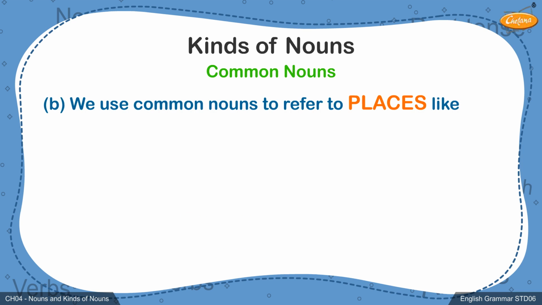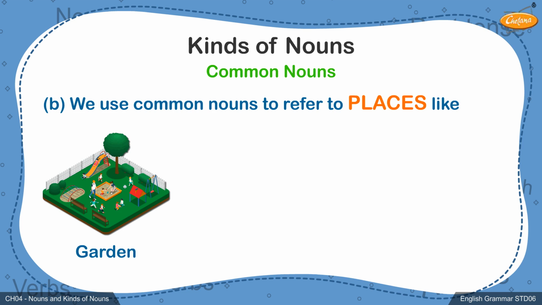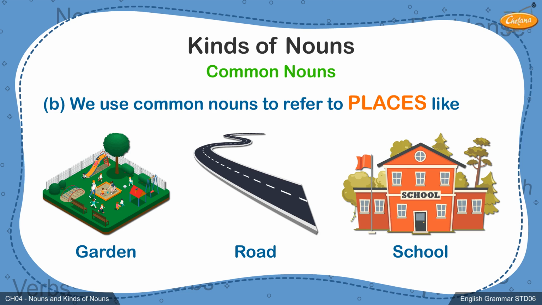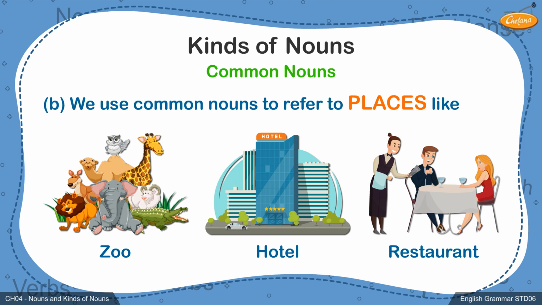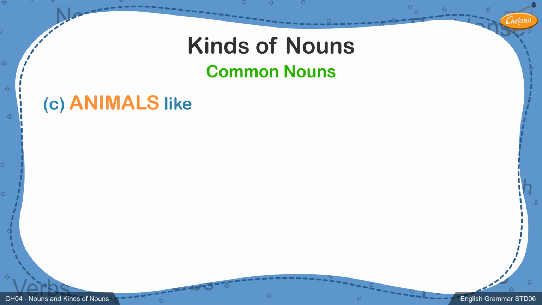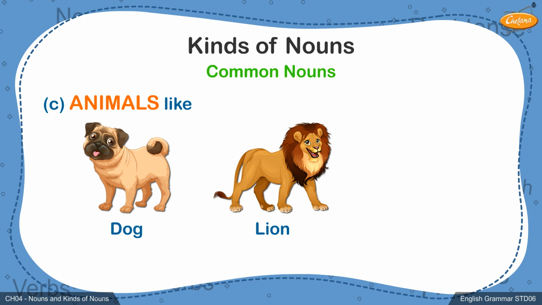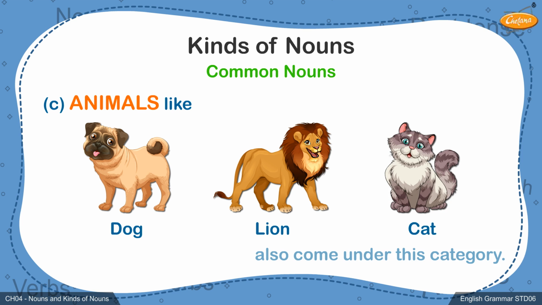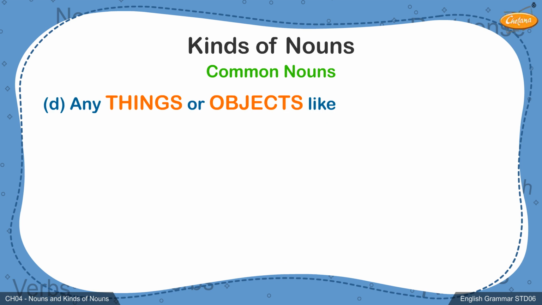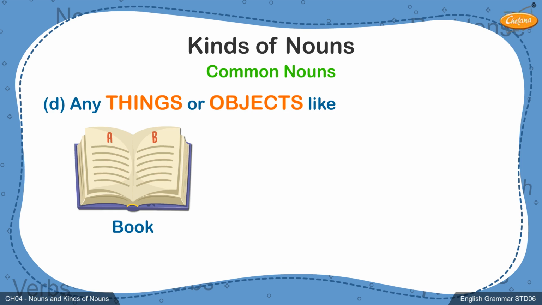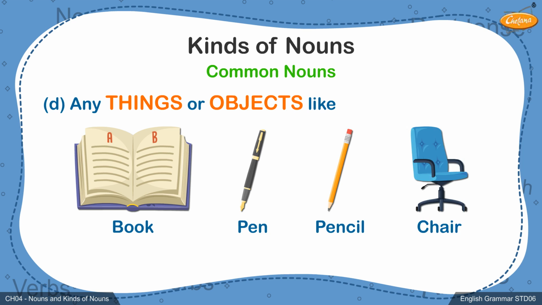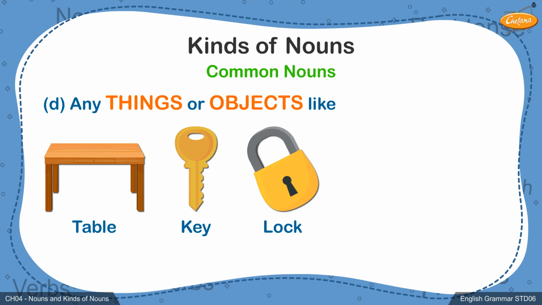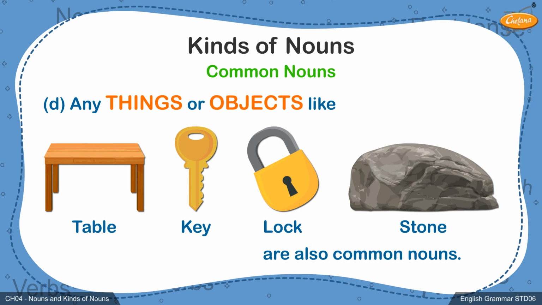B. Similarly, we use common nouns to refer to places like garden, road, school, zoo, hotel, restaurant, etc. C. Animals like dog, lion, cat, etc. also come under this category. D. Lastly, any things or object like book, pen, pencil, chair, table, key, lock, stone, etc. are also common nouns.